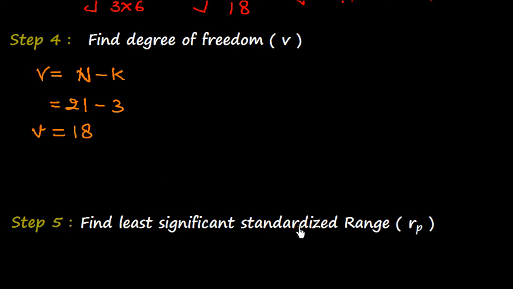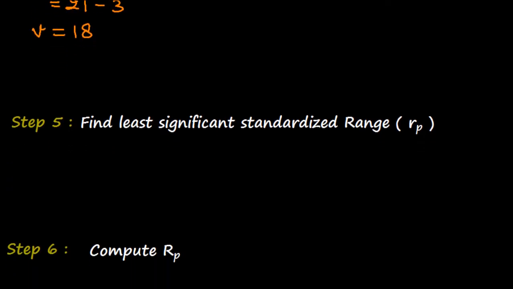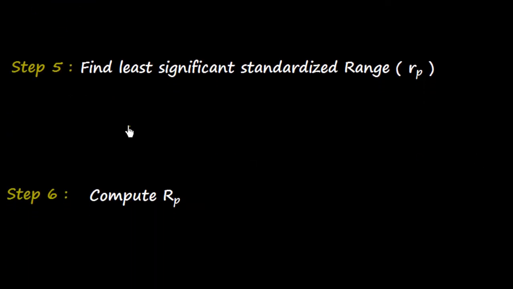So this is our degree of freedom we have got here, and we have to find out the least significant standardized range RP, which we get through the table. According to the table, we get this. Through the table we could easily find out, for the number of groups, we could write down here the number of groups, 2 groups.